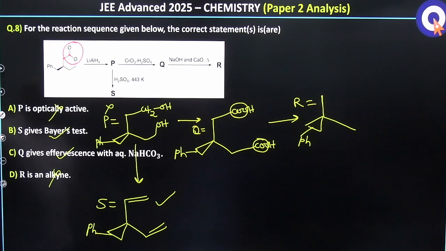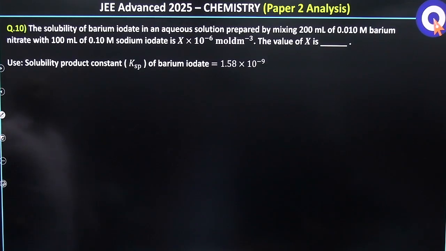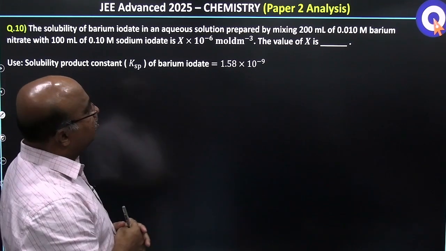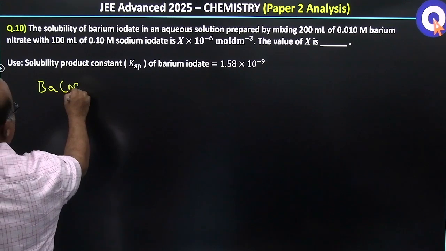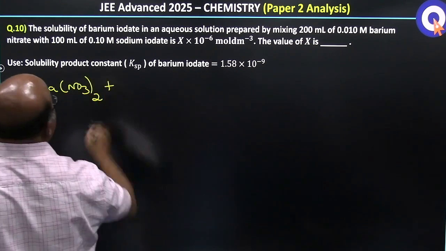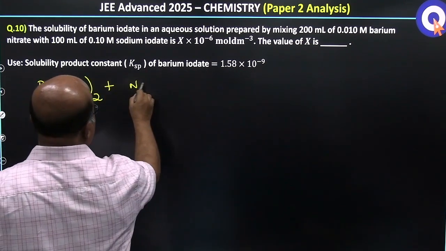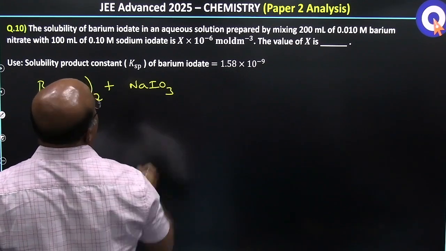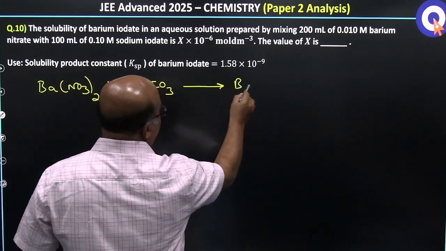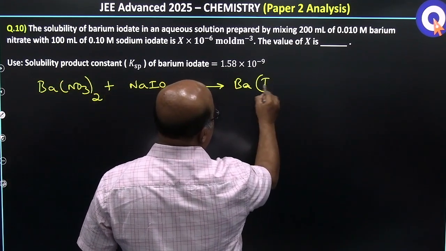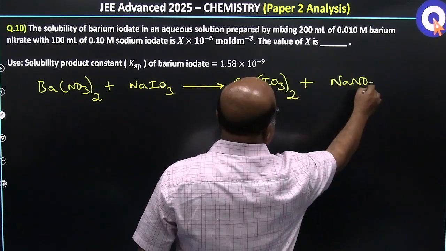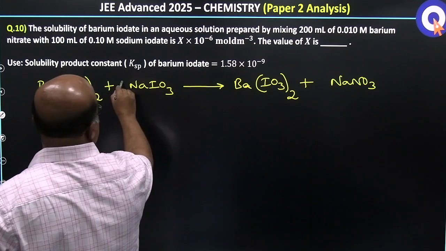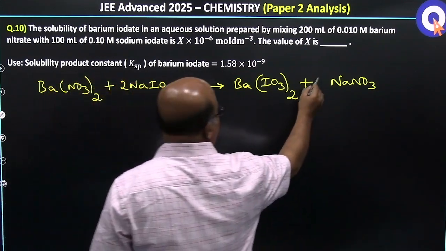The next. Solubility of potassium iodide in aqueous solution prepared from the solution mixer. So the barium nitrate, Ba(NO3)2 taken twice, plus sodium iodate, NaIO3, should form barium iodate plus NaNO3. So if you balance the equation, this is 2, this will be 2.